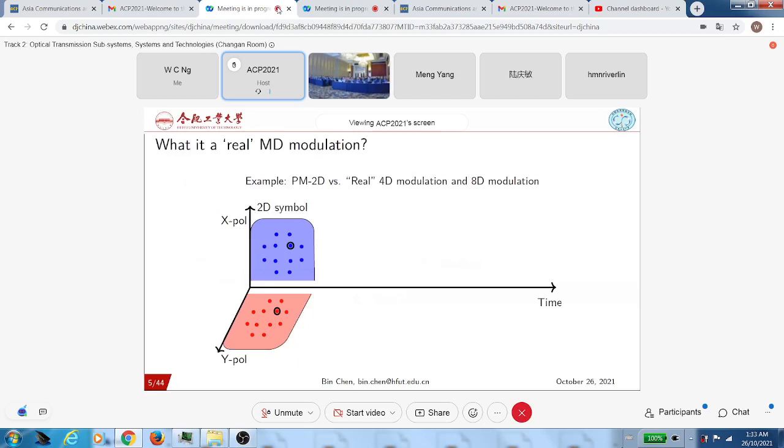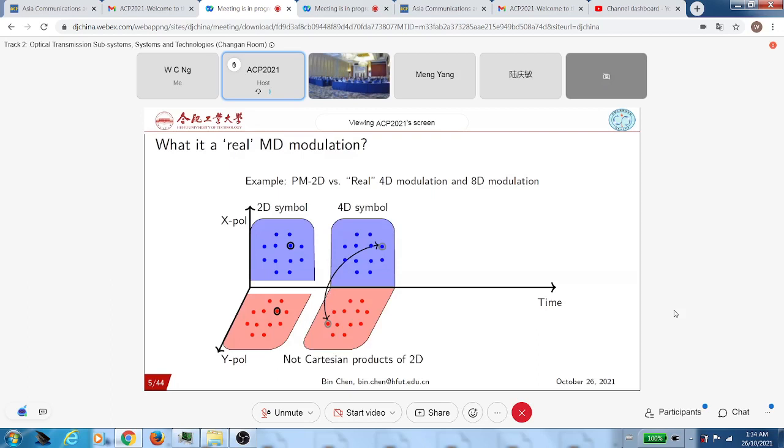So question 1: what is a real multi-dimensional modulation format? Maybe some people think, okay, we use 4D because we use two polarizations and polarization multiplexing. But each constellation uses 4D space, and it's not a real 4D constellation, because you are transmitting your signal independently in each 2D.